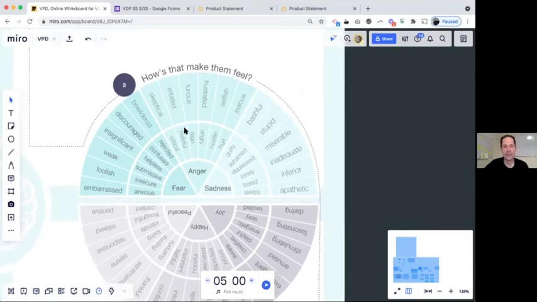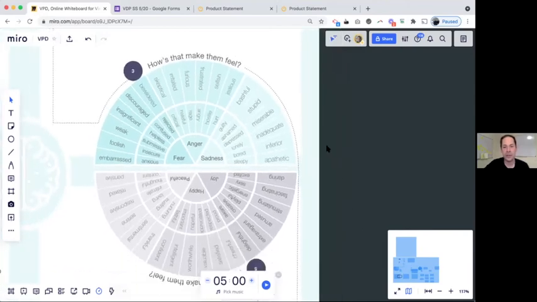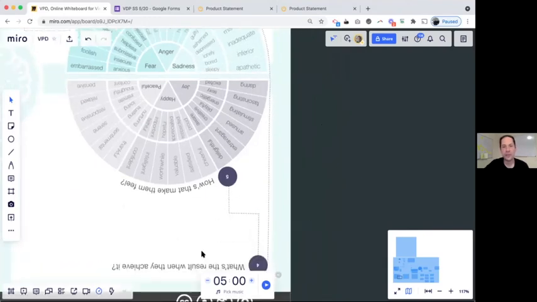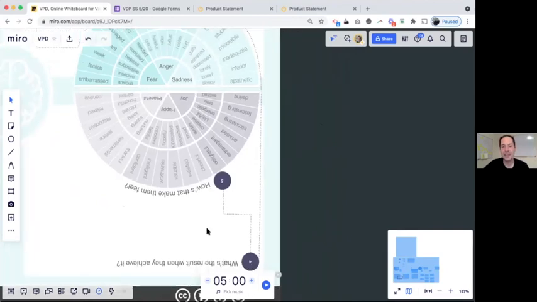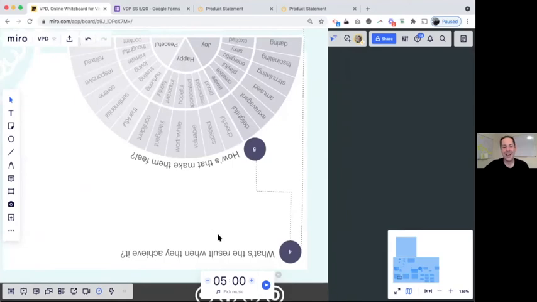And so this becomes the actual problem. And then the solution-ish is basically, well, what's it look like whenever there's a solution? And it's upside down for a reason. It's because it's literally the other side of the coin. Right. And so what this reads is, what's the result whenever they actually achieve that objective? And then how's that make them feel?